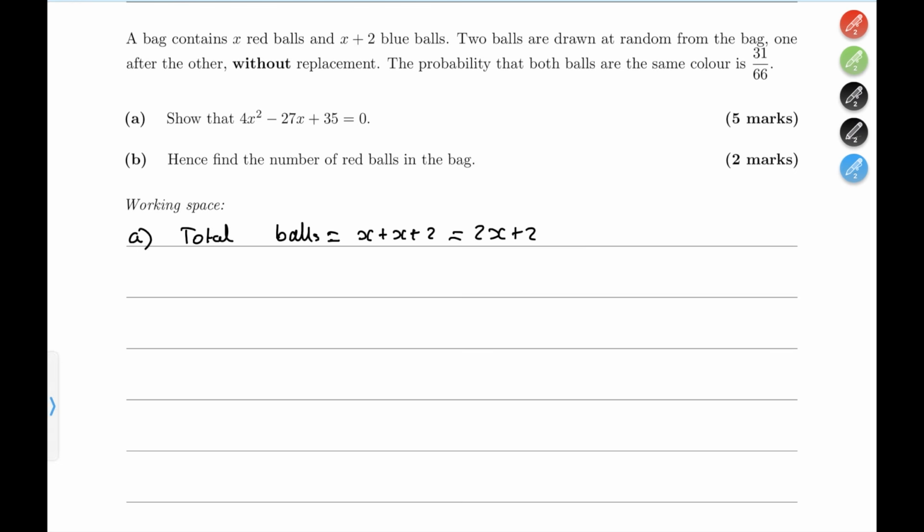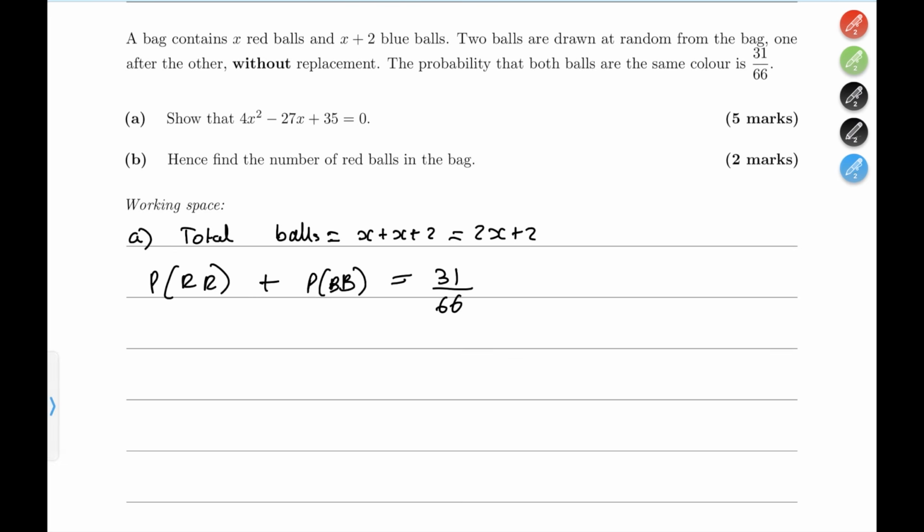Now we have to find the probability that both balls are the same color. And my idea is that we'll set it equal to 31/66. The probability that both balls are the same color is going to be getting a red and a red, and then adding that on to getting a blue and a blue. And that's going to be equal to 31/66.